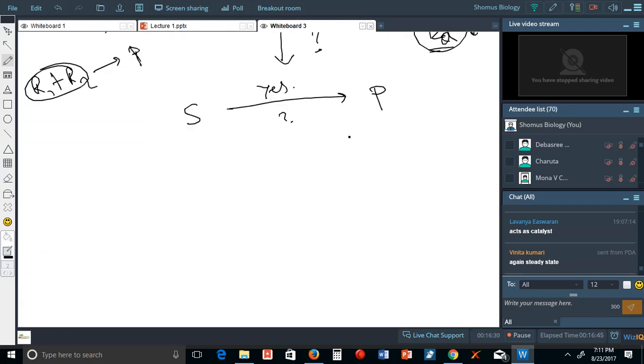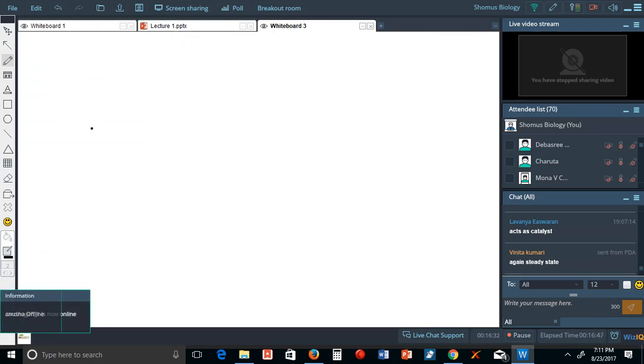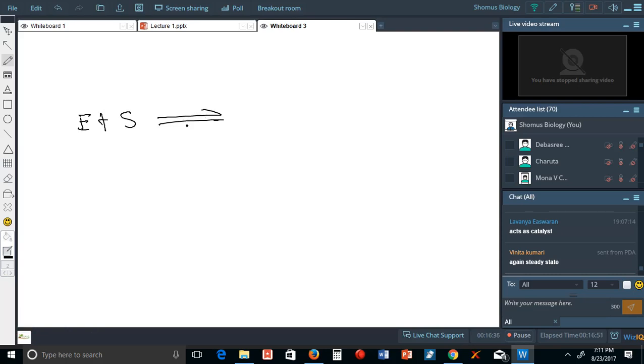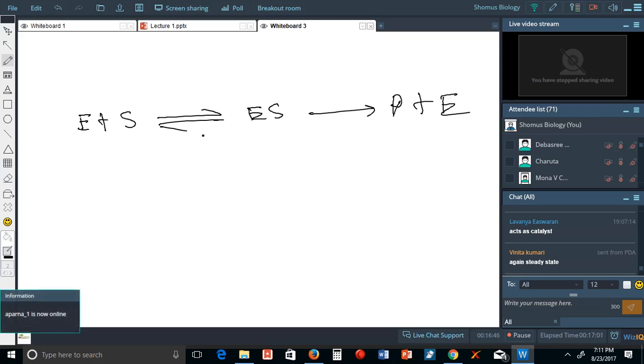Now remember one important thing, let me draw it fresh so that you can understand. Enzyme plus substrate can associate or dissociate into the enzyme substrate complex, but there can be only one single arrow to produce the product plus enzyme. This is K1, this is K minus 1, and this is K2.